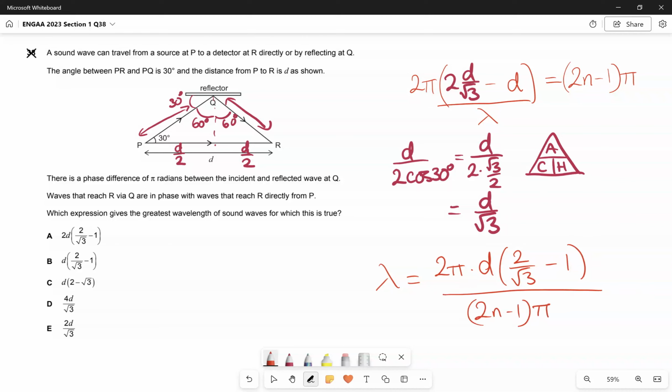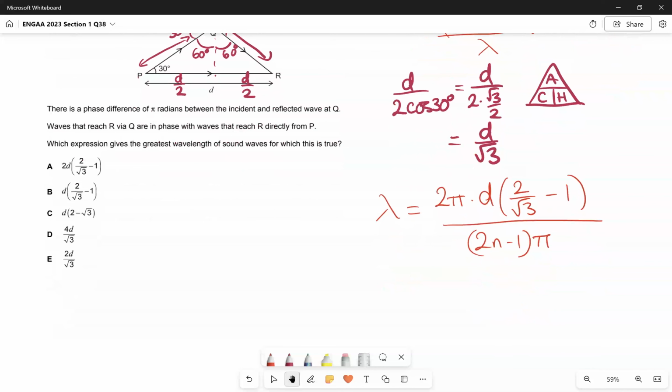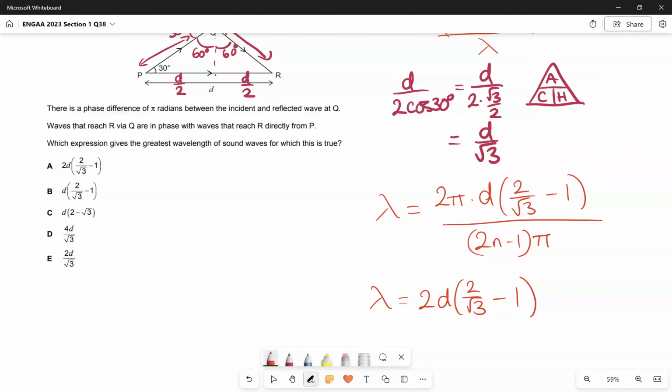Now we wanted the greatest wavelength, so that means we want the denominator to be as small as possible. So what's the smallest odd number that we could have that's a whole odd number? That will be when the denominator is just pi. So the pi's cancel and it's just a 1 pi on the bottom. So if we tidy up this expression, we'll get lambda equals 2d times 2 over root 3 minus 1. And as you can see, that answer is A.